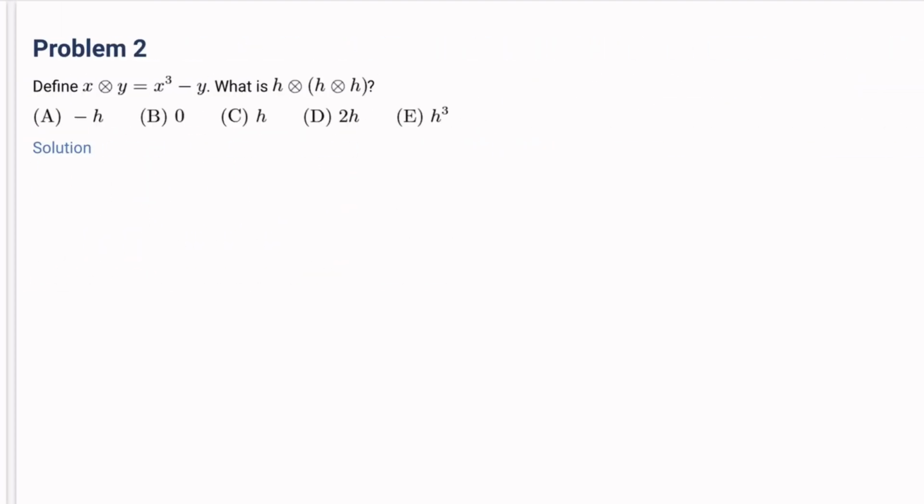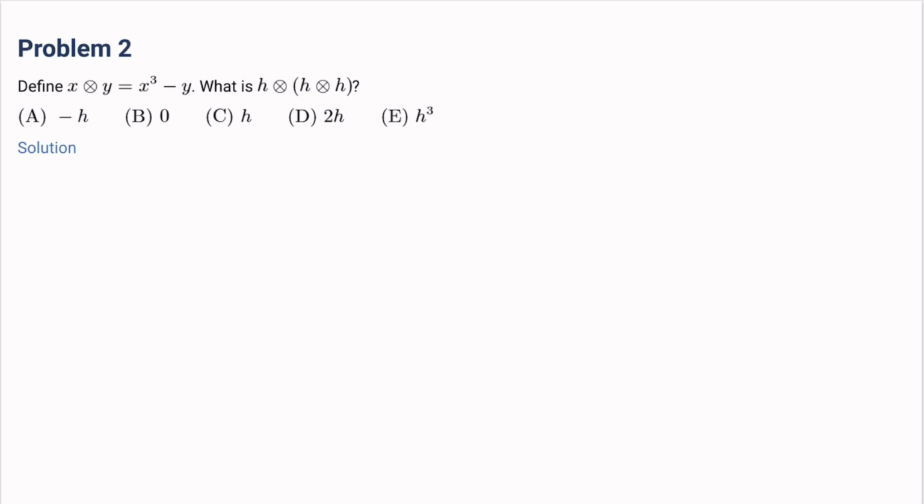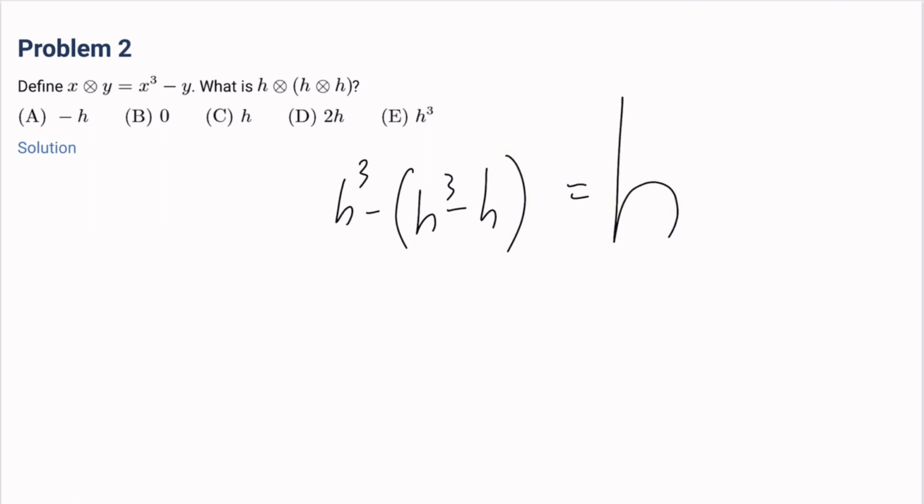It's A. Number 2: define x ⊗ y equals x cubed minus y. What is h ⊗ (h ⊗ h)? Okay, so first let's do this one. That will be h cubed minus h, and then we'll do h cubed minus that. So h cubed minus this is going to be h, right? So this is the answer.